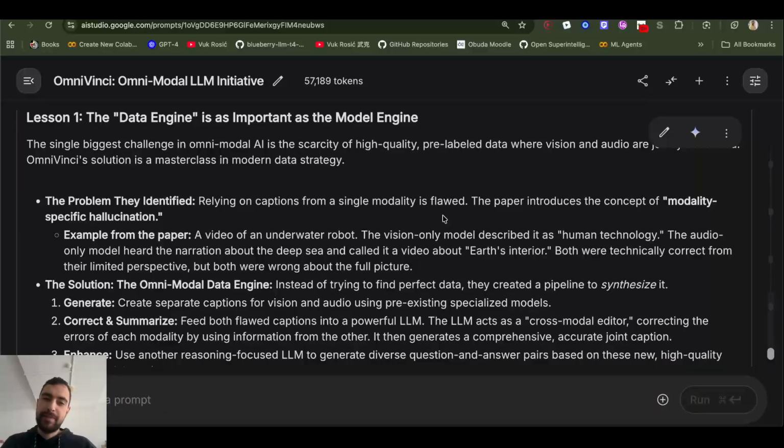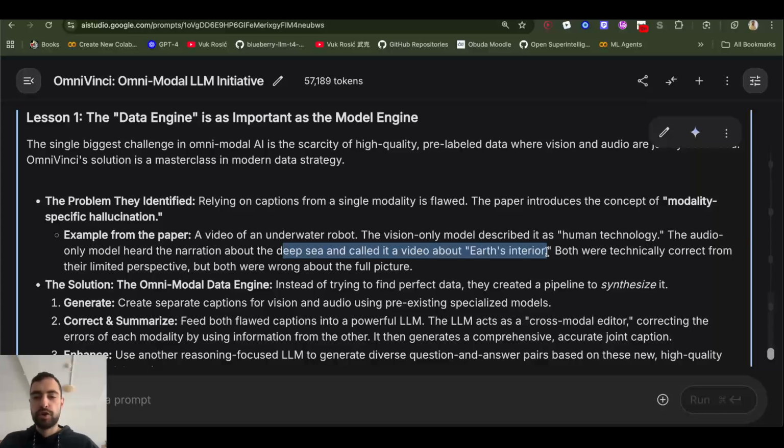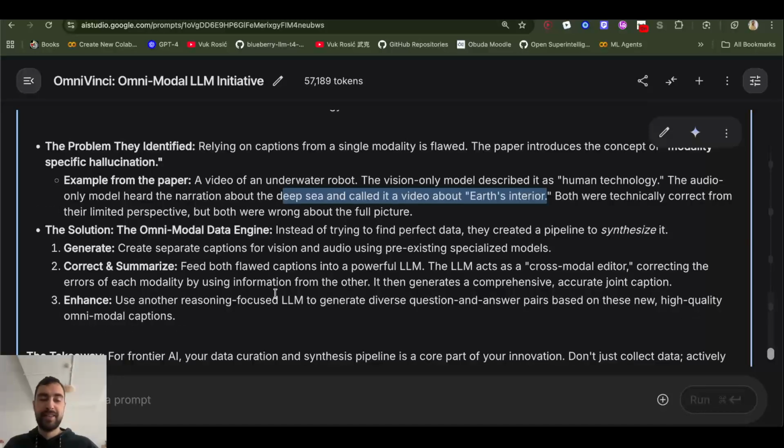Next innovation: in this paper, they discovered that relying on just one modality to describe the video is not good, because there was a video of an underwater robot, and the vision-only model described it as human technology, while the audio-only model heard about the deep sea and called it Earth's interior. So neither of them was good enough. They solved this by synthesizing data. First they put the raw video in and have some LLM generate captions describing what the video shows. And for audio, they also have some LLM describe what the audio says.